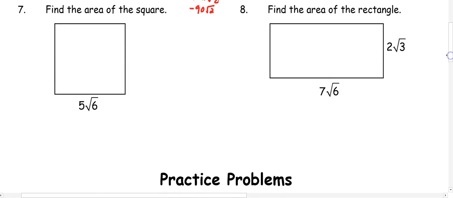Number 7 and number 8, finding the area. So remember, for area, we are multiplying the sides together. So in a square, the sides are congruent. So we have 5 root 6 as our other side, and we're going to multiply those together. So we have 5 root 6 times 5 root 6.